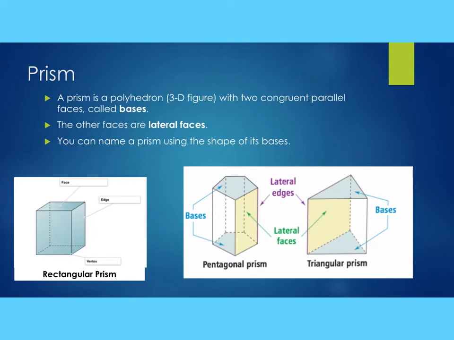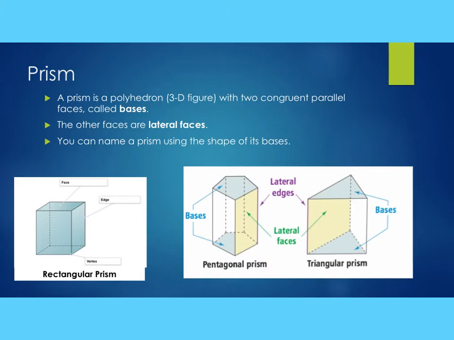So these are, again, just some vocab terms. You're not going to be tested on the vocabulary, but you've got to understand it in order to answer the questions. And you can name a prism using the shapes of its bases. So here's just 3 examples. There are more than these. The first one is a rectangular prism, and this is probably the most common, okay? Every rectangular, like a cereal box, a tissue box, all of those are rectangular prisms. You've got a lot of those in your household, okay?